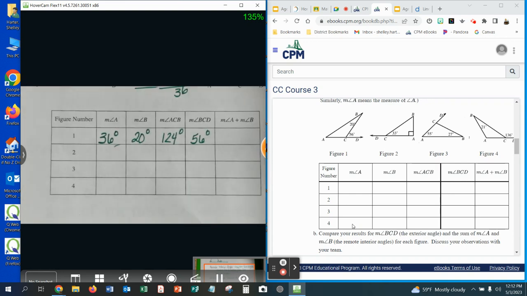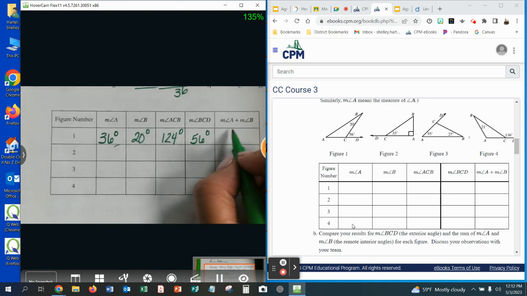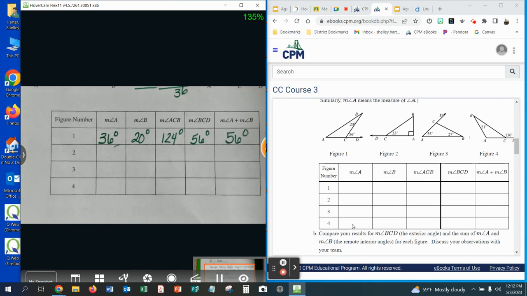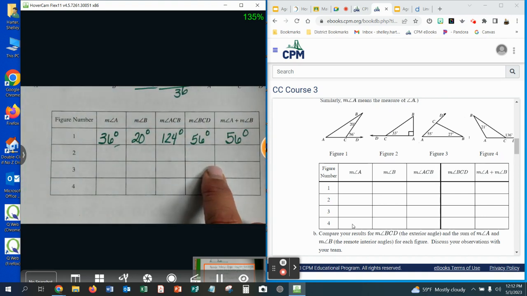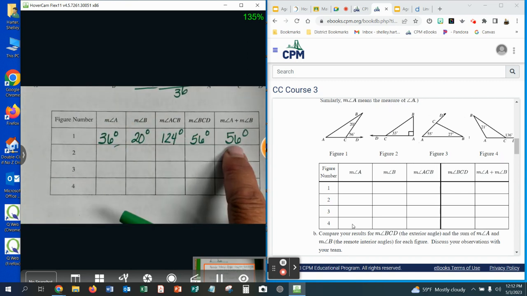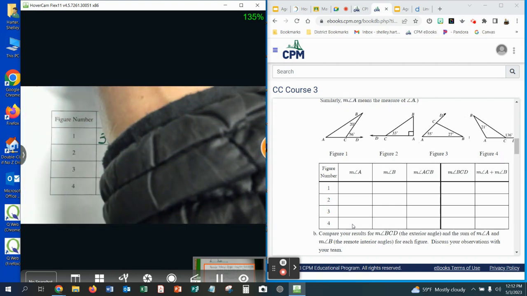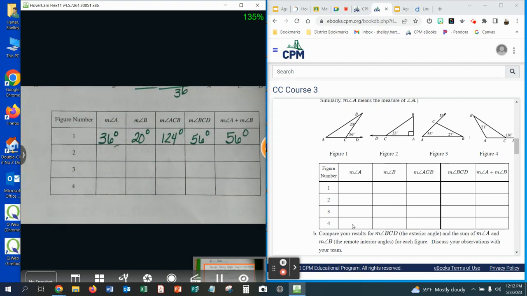Ooh, did you notice something? What did you notice? Did you notice that A plus B also equals the angle of D? Ooh, interesting. What they're going for is if you know angle D, then it also equals A and B. Future reference. All right, let's do another one, shall we?